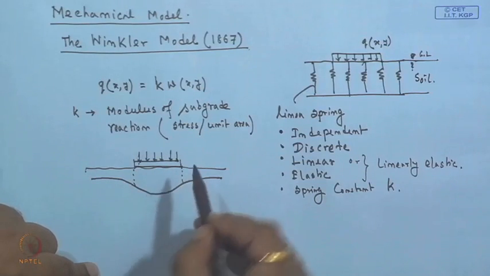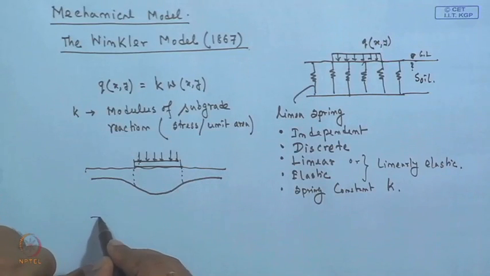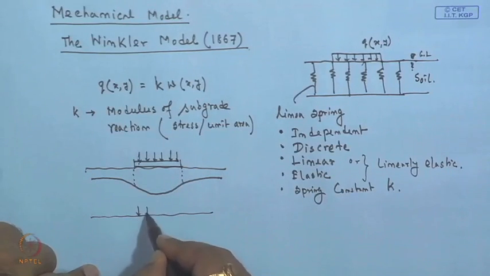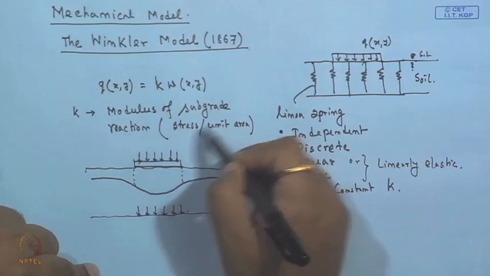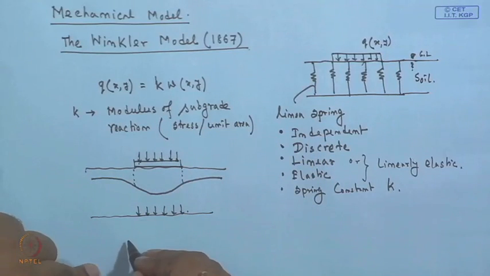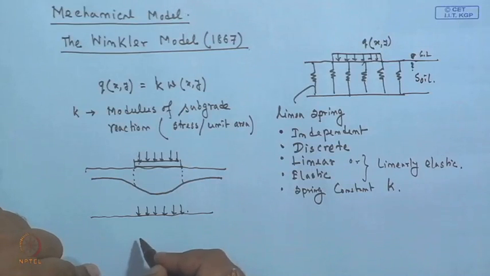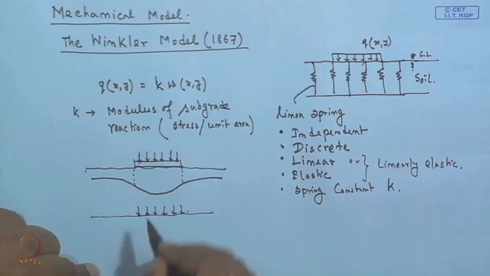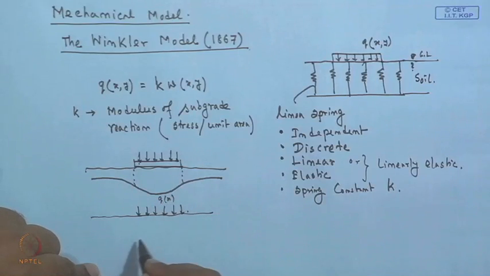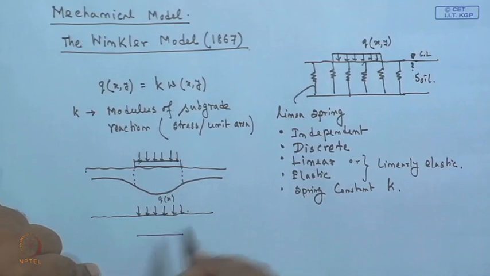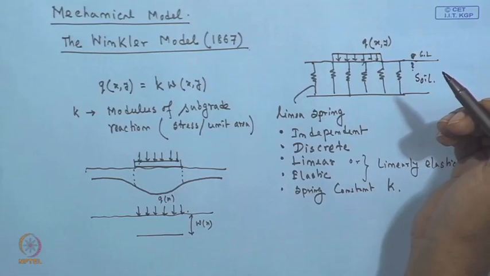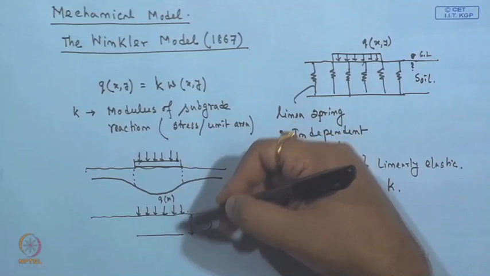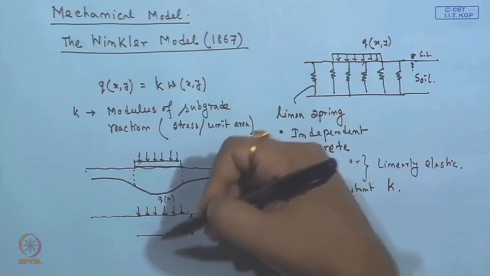And there is another case. If it is a UDL applied up to this zone, and we consider the spring constant, or modulus of subgrade reaction, to be the same for this entire soil, then every point will have an equal amount of settlement, because Q is the load. That is another limitation of this Winkler model. So we will not get settlement beyond the loaded region, and we will get a uniform amount of settlement within that loaded region also.